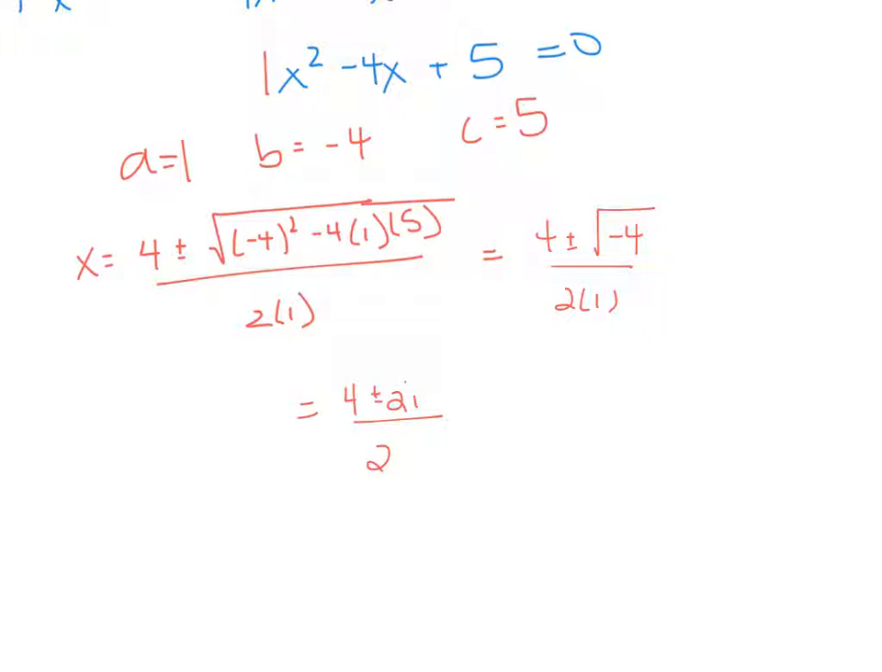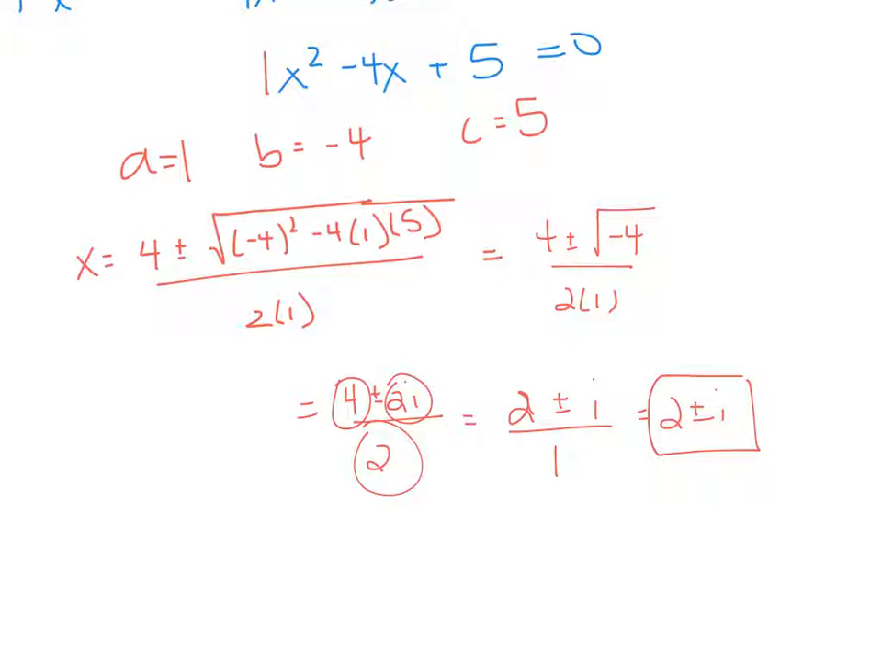Now notice, and we haven't been able to do this before because we didn't have anything that reduced, but notice that all three of these numbers on the outside are divisible by 2. So I can divide 4 by 2, and I get 2. 2i divided by 2 is just i. And then 2 divided by 2 is 1. So I divided each one of these by 2. Typically we don't put a 1 in the denominator, so I'm going to get rid of that, and I'm going to leave this as my final answer.